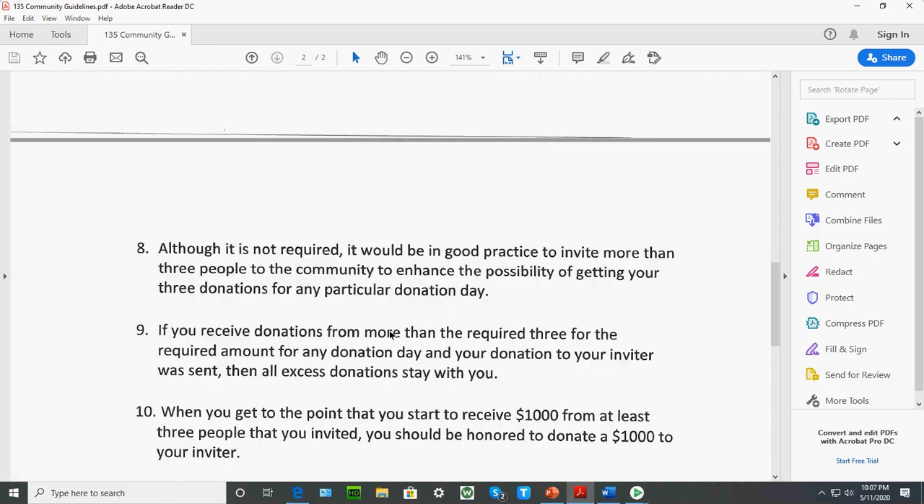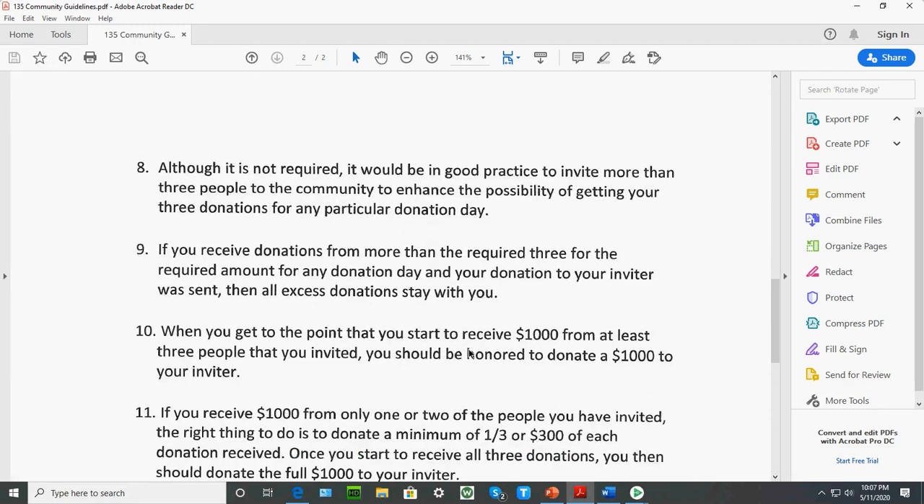Make sense? So now it's even more of an incentive to go get more than 3 people, right? Because anything after the first 3 donations, those donations after that stay with you. You don't have to send that to your inviter.